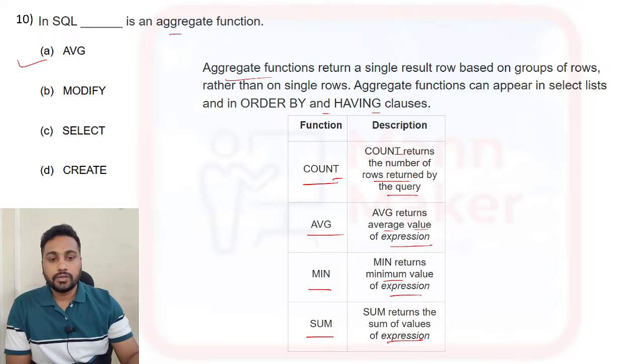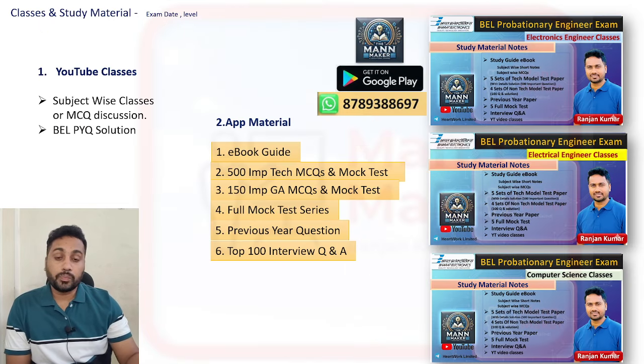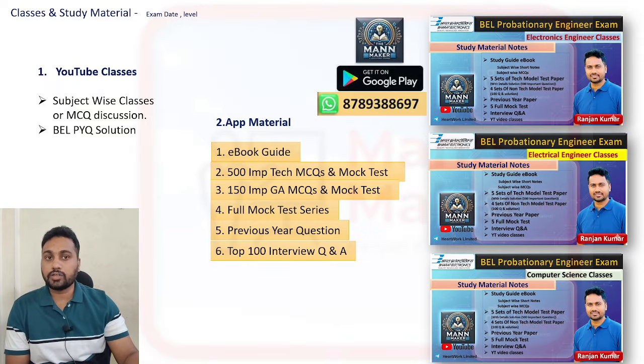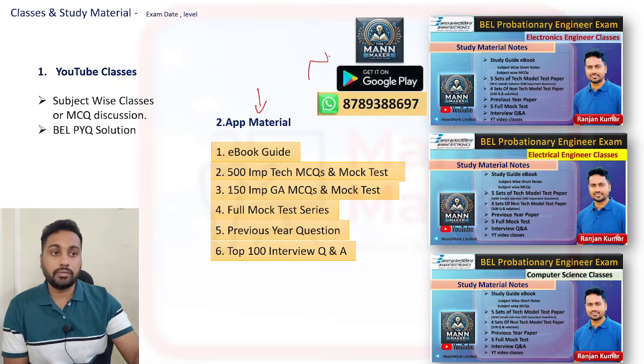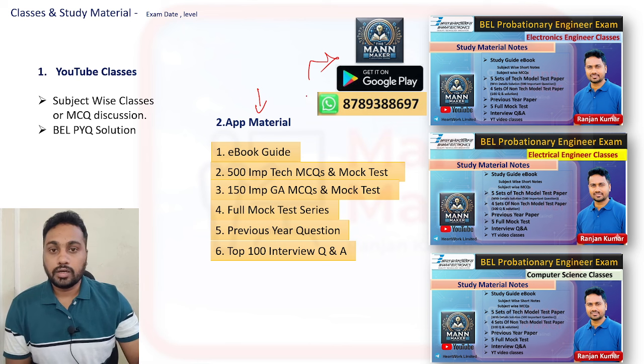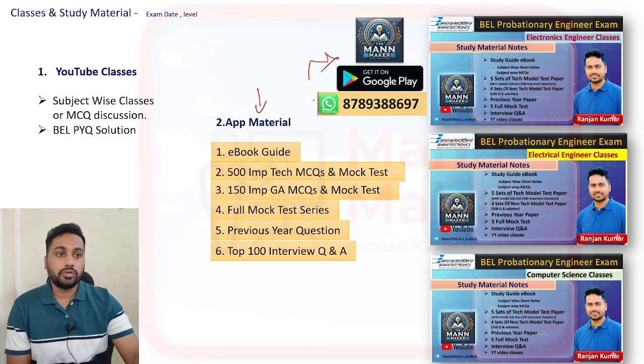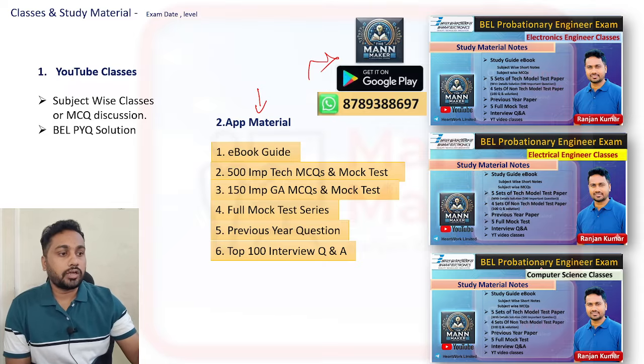All right. So like this question, you have to practice more questions. These are the level of your exam questions. You will get questions like that in your exam. All these things you will get in the app material, which is available in your Android application, the Mann Maker. You need to download it, and you have to go to your computer classes, computer science section.